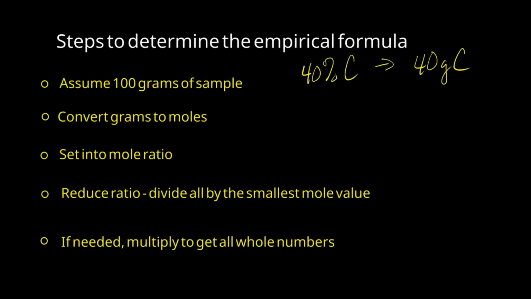Then convert your grams into moles. So I'll take my grams of sample, and divide it by the molecular mass or molar mass. Then we're going to set up a ratio between each of the different elements and reduce the ratio by dividing all by the smallest mole value. And if needed, we'll multiply to get all whole numbers.